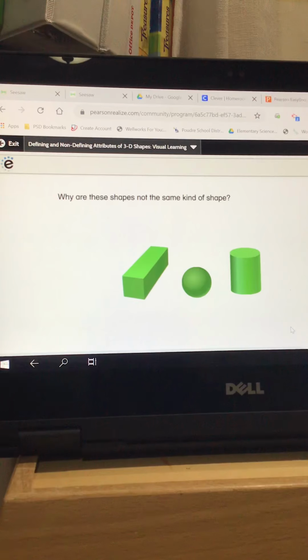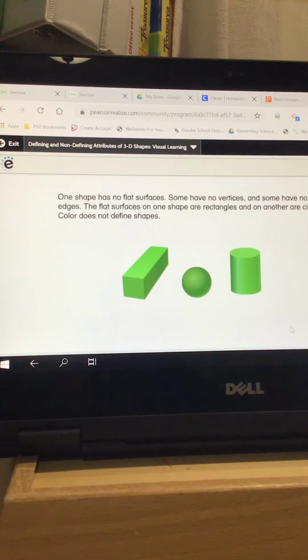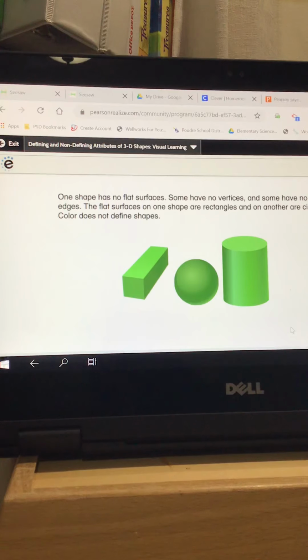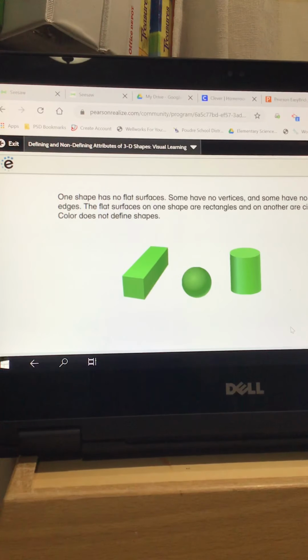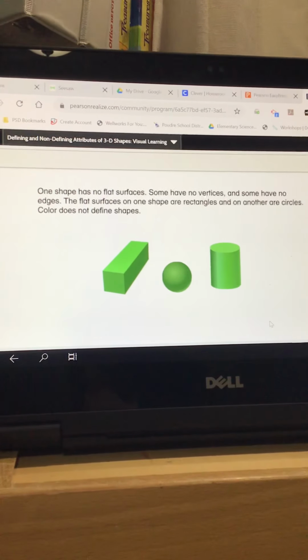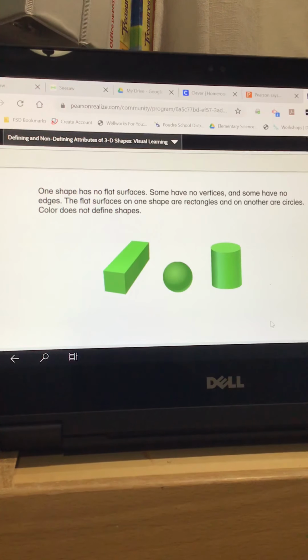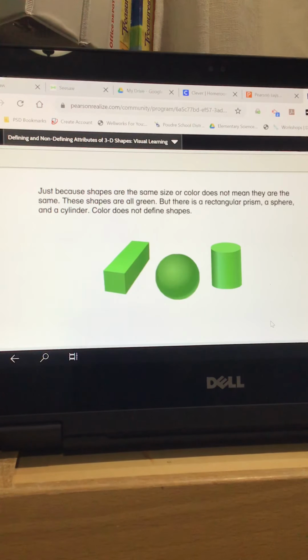Why are these shapes not the same kind of shape? One shape has no flat surfaces. Some have no vertices, and some have no edges. The flat surfaces on one shape are rectangles, and on another are circles. Color does not define shapes. Just because shapes are the same size or color does not mean they are the same. These shapes are all green, but there is a rectangular prism, a sphere, and a cylinder. Color does not define shapes.